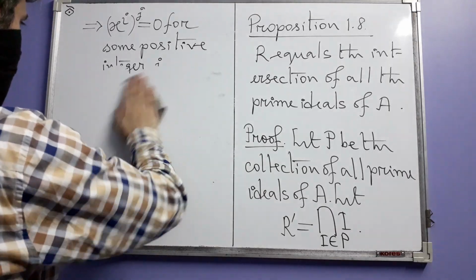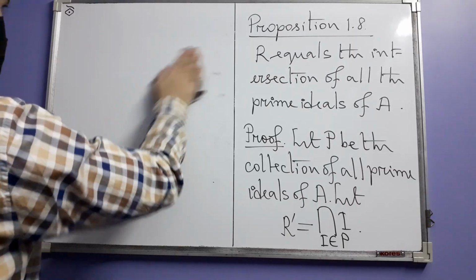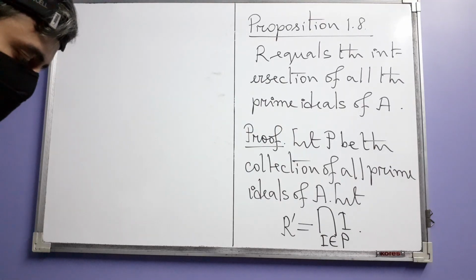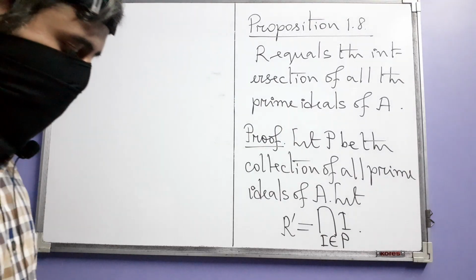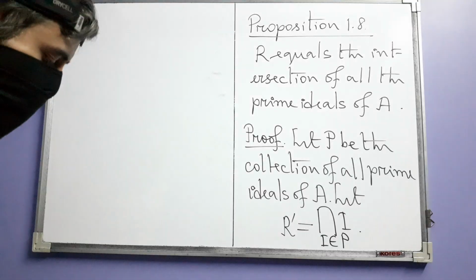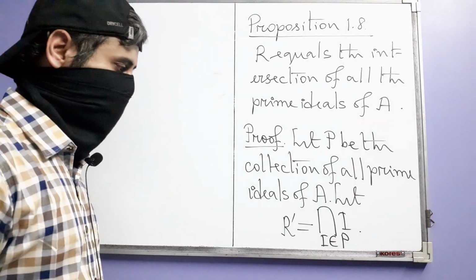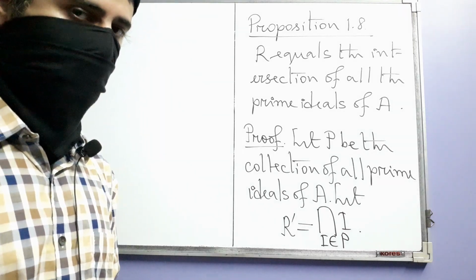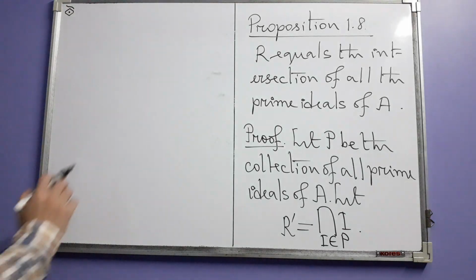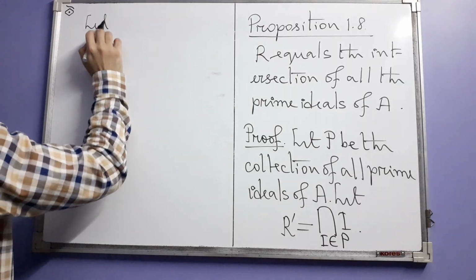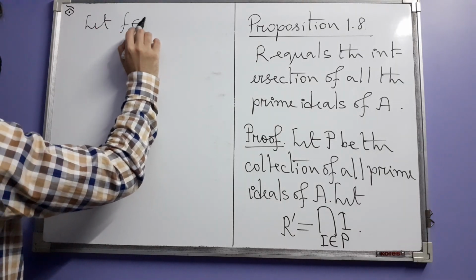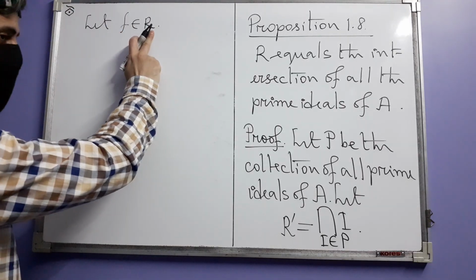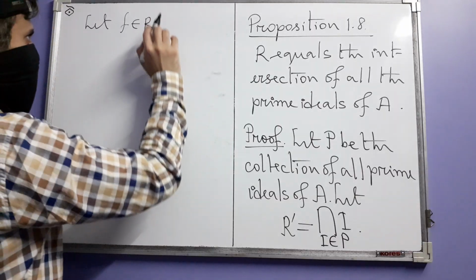Our aim now is to show that R prime is equal to R. Okay, so how shall we show this? The way the proof proceeded in the book is this, of course. One half of this, that is showing that R is a subset of R prime, is quite easy. So let f be an element in R. What does that mean? It means that f is a nilpotent element in our ring.